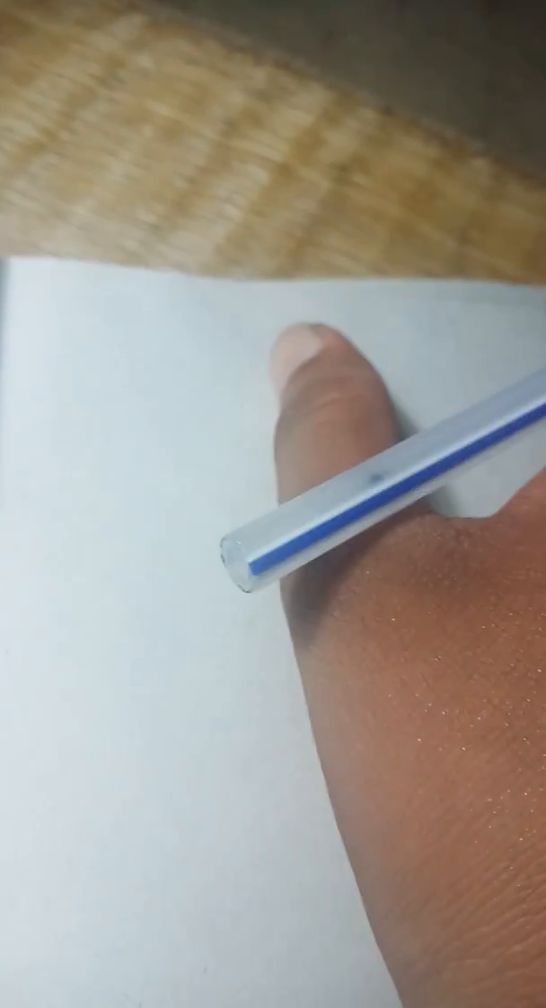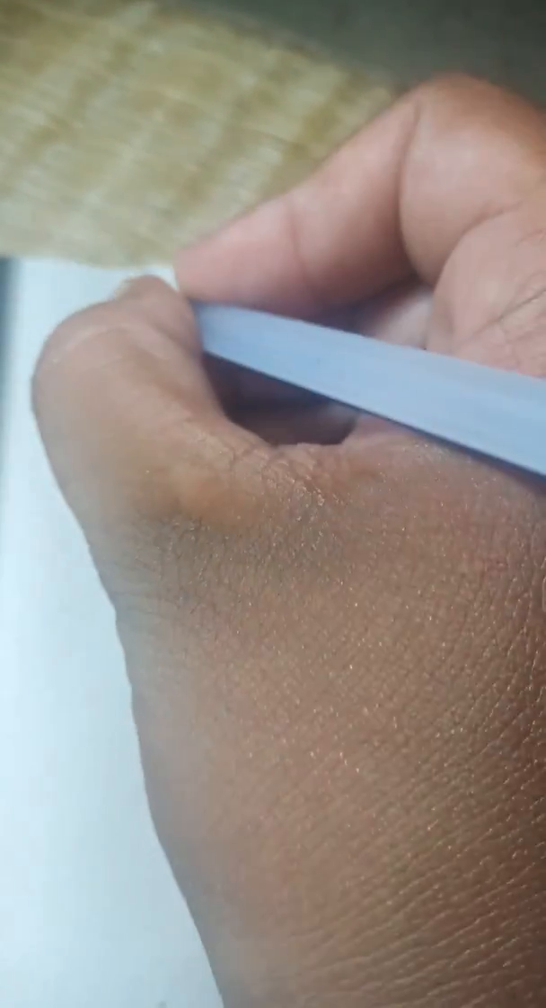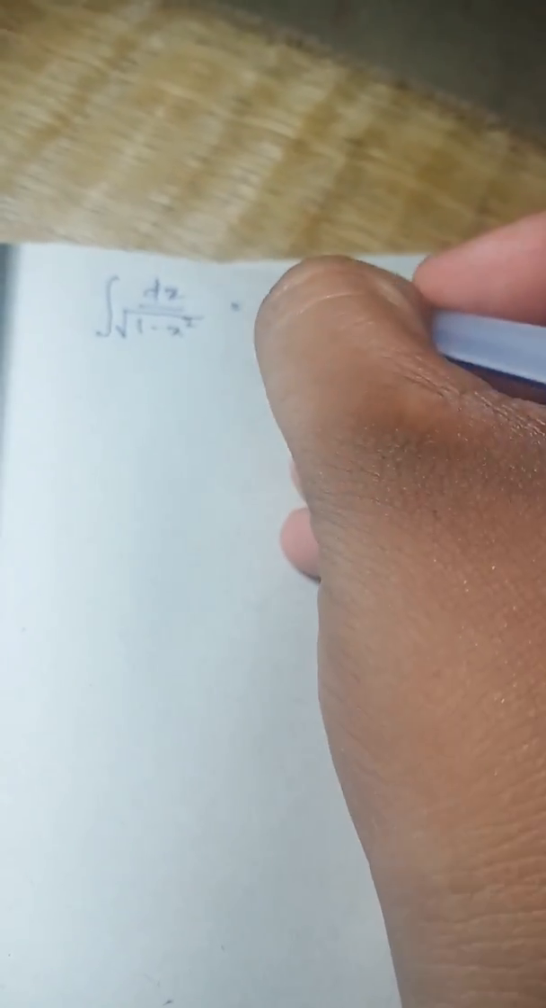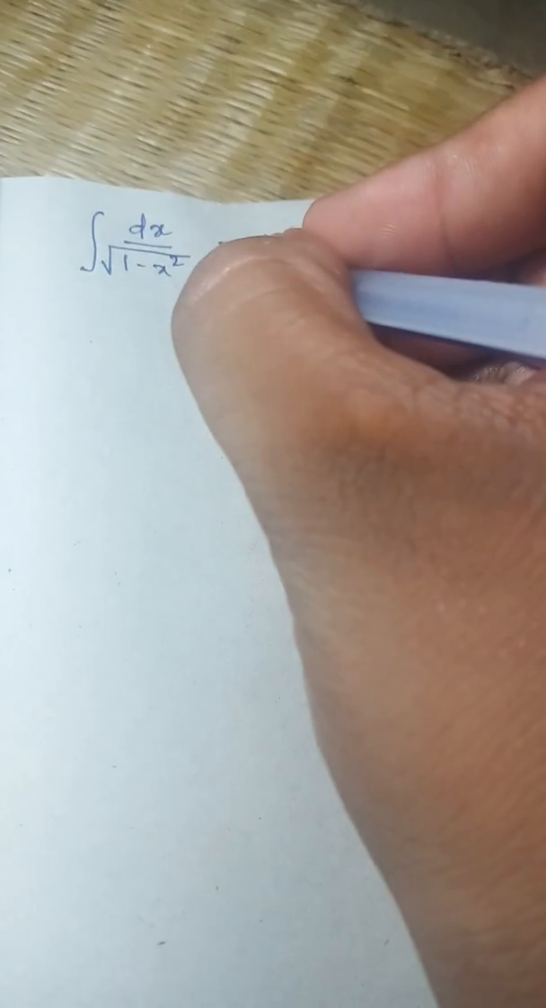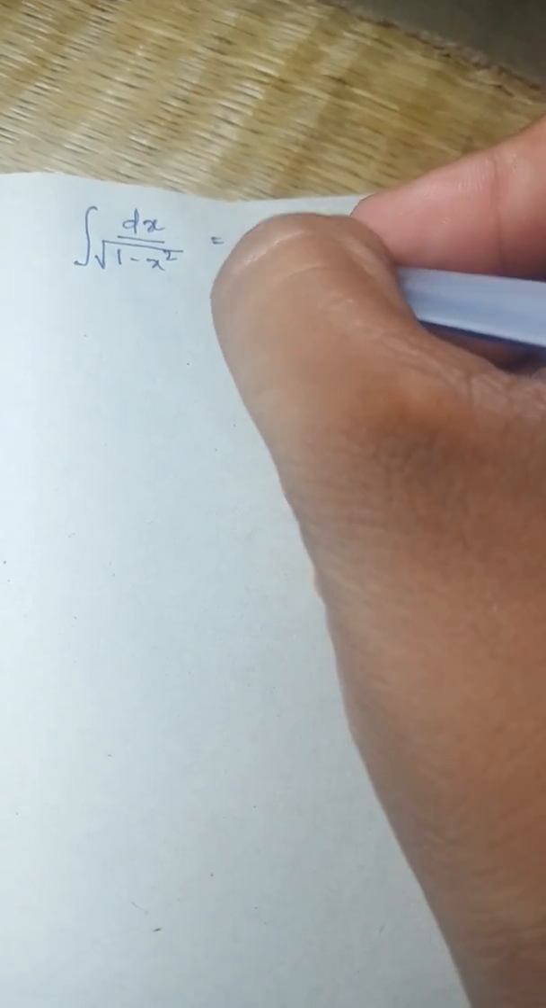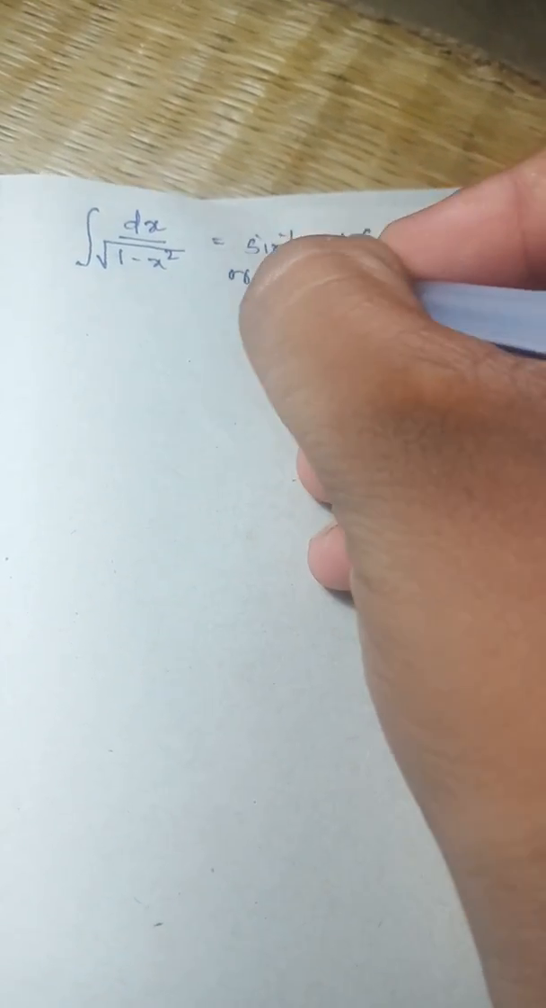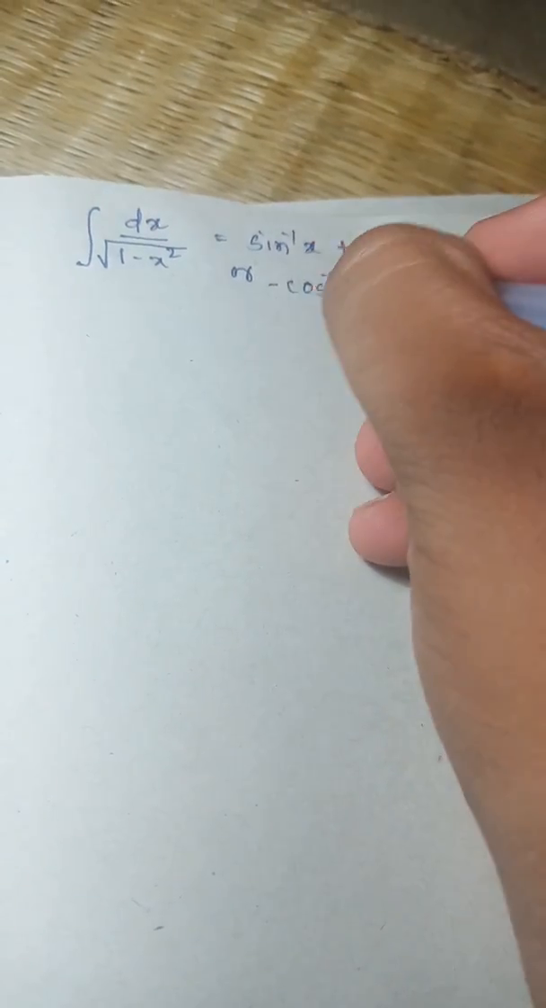So I will write some formula here regarding integration and I will prove it. So let's see. First formula that I am going to prove here: integration of dx by root over 1 minus x square is equal to sine inverse x plus c, or minus cos inverse x plus c. We know this formula, right?